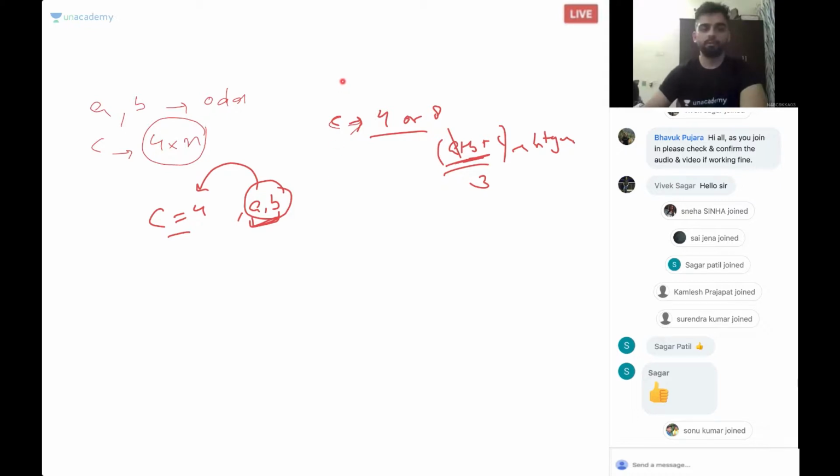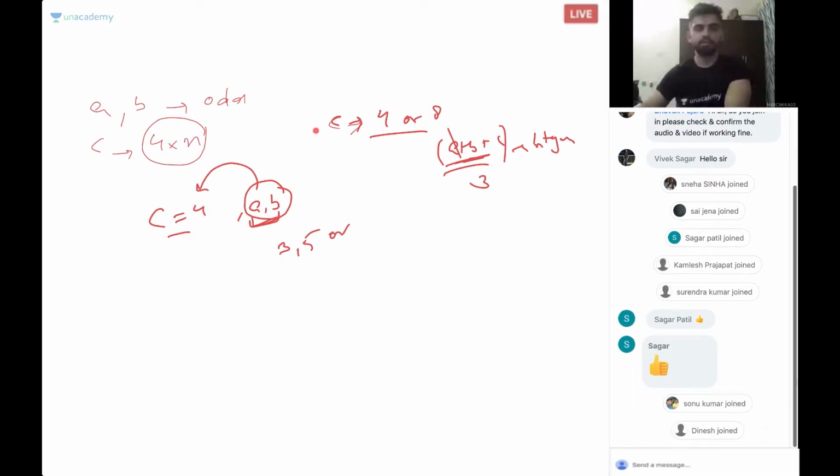Okay, so possible pairs of A and B here can be either 3 and 5, so that it becomes 4 plus 3 plus 5, that is 12, a multiple of 3. Or this will be 5 and 9, so that when you add 4, that is C plus A plus B, 4 plus 5 plus 9 becomes 18, a multiple of 3. And when C is equal to 8, you get the pairs of A and B as 3 and 7, so that when you add 8 plus 3 plus 7, you get a multiple of 3, which is 18. Or another possibility is 7 and 9.